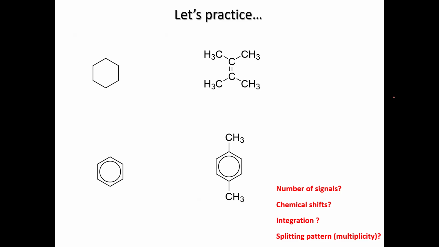So, on this one, how many signals do you expect? Remember, play with the symmetry. Symmetry is highly important. So sometimes you expect so many different signals, but if they're all equivalent, they become one signal. So how many signals do you expect from the cyclohexane molecule? One. All are equivalent. There is a lot of symmetry. It might be in a chair conformation. They're all the same. You cannot distinguish one proton from the other.